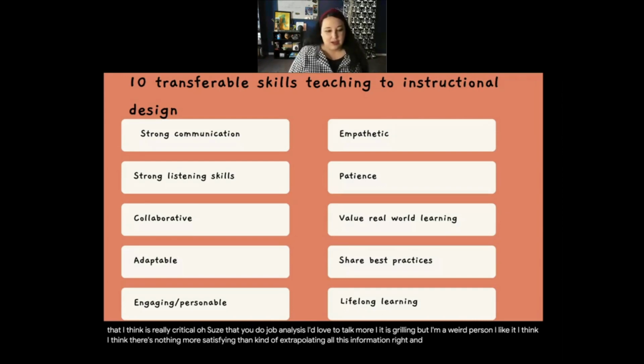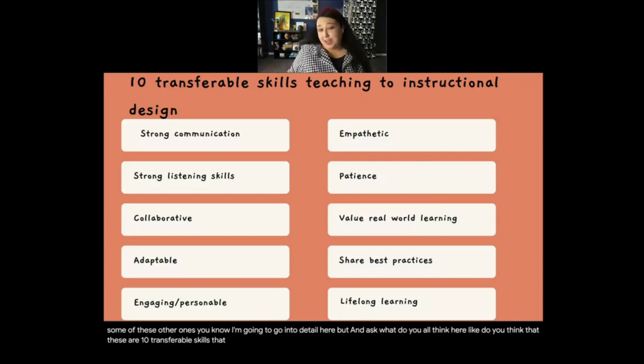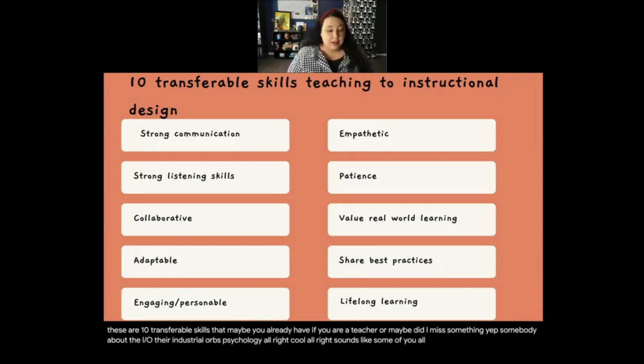And then obviously, with some of these other ones, I'm going to go into detail here, but I really just want to pause and ask, what do you all think here? Do you think that these are 10 transferable skills that maybe you already have if you are a teacher, or maybe did I miss something? Yep, somebody got the IO there, industrial org psychology. All right, cool. Sounds like some of you all like some of these, so good.